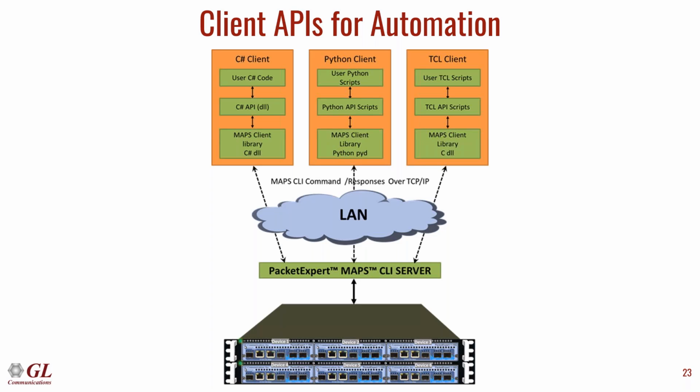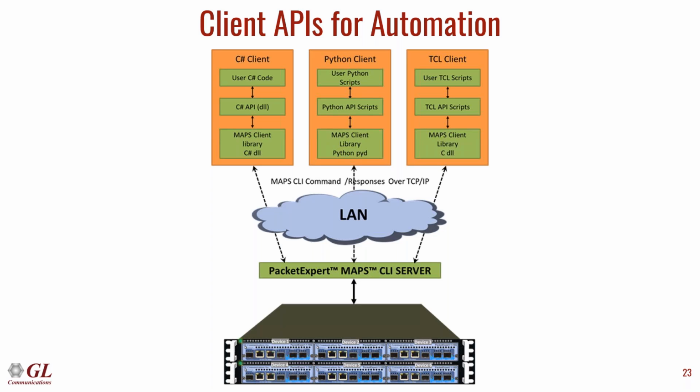But we also provide APIs for automation, which is useful. We have found that it is useful for many customers. We provide C#, Python, and TCL. All these follow a client-server model, and we use our own proprietary automation platform for that. On top of that, we have various client libraries, and we also provide simple APIs on top of the client libraries.